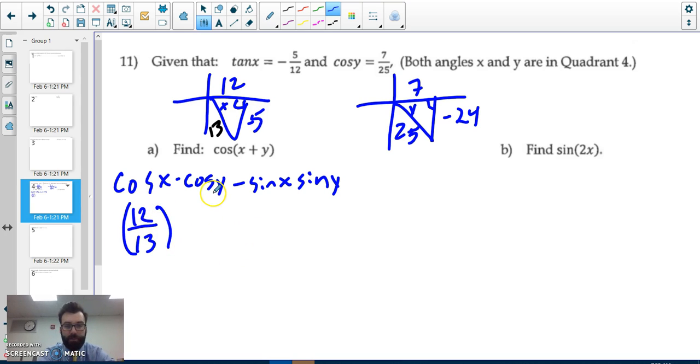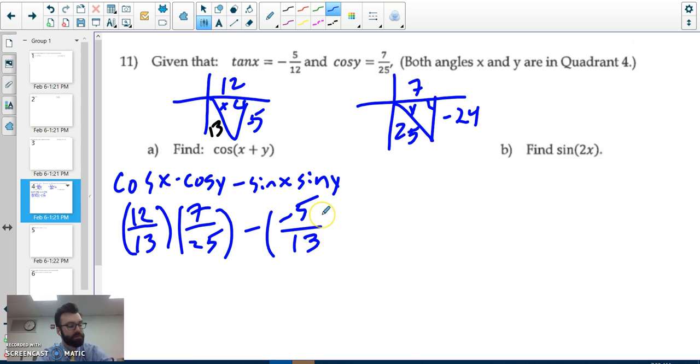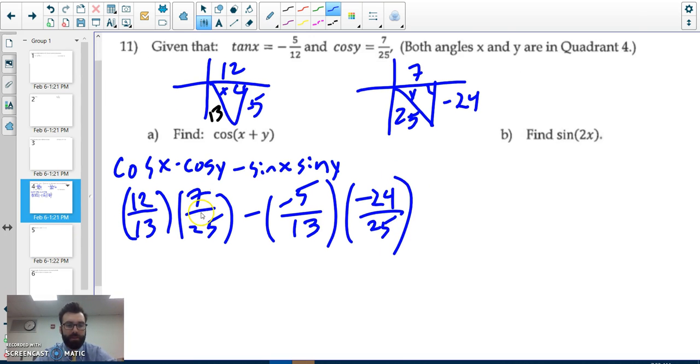The cosine of y is given to us, which is 7 over 25. Minus the sine of x, which is opposite over hypotenuse, so negative 5 over 13. And then the sine of y, opposite over hypotenuse, negative 24 over 25. All right. 7 times 12.